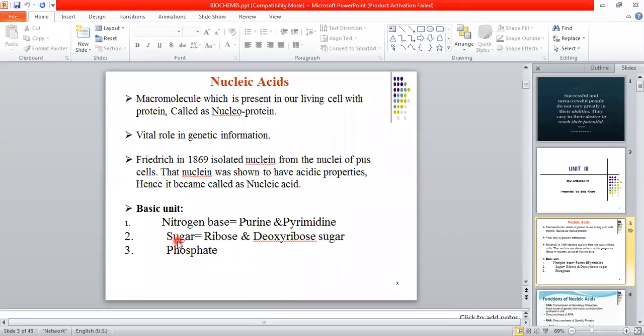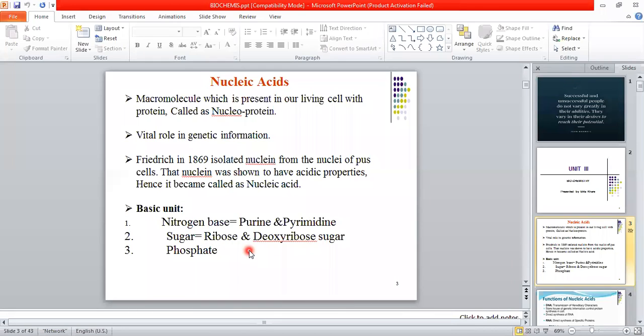The next one is sugar. Sugar is of two types: ribose sugar and deoxyribose sugar. As the name indicates, ribose sugar is found in RNA. Deoxy, as the name indicates, is found in DNA. DNA's full form is deoxyribonucleic acid, and RNA's full form is ribonucleic acid.